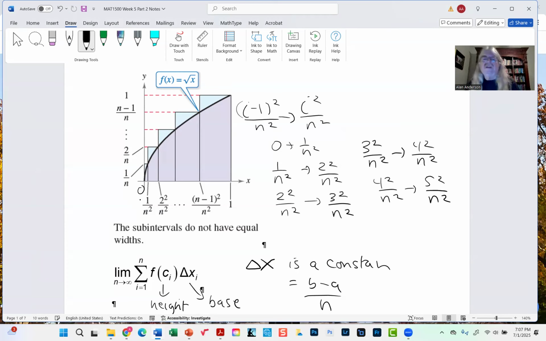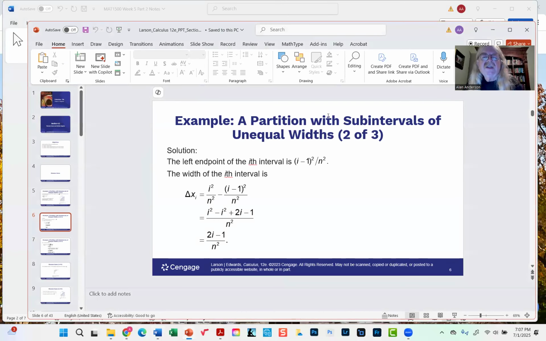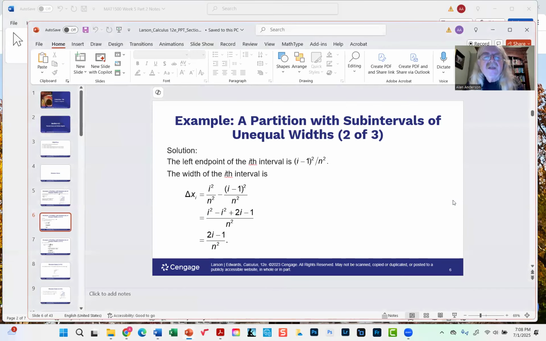So notice for each one of these rectangles or intervals, we're going from (i minus 1) squared over n squared up to i squared over n squared. Okay. So yes, anyway, that's where this formula is coming from. So we've got delta x_i is the difference between the two endpoints, which no matter which one we choose, it's i squared over n squared minus (i minus 1) squared over n squared. And then they did a little algebra here and reduced it to (2i minus 1) over n squared.